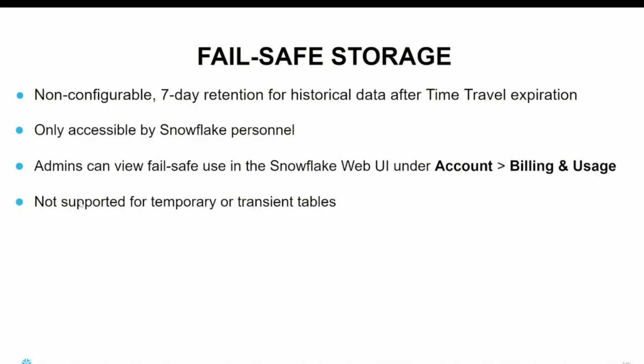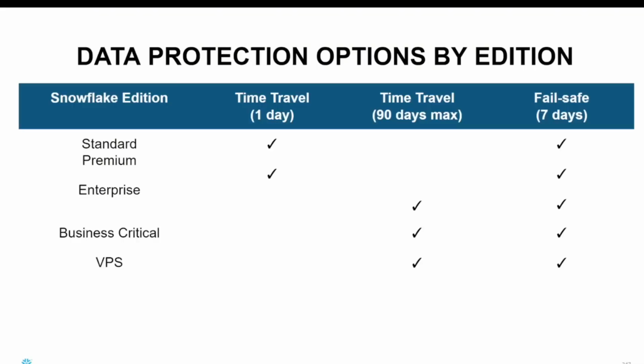So if you have a permanent table and some issues happen with the data, and you have already crossed the data retention time, which is, let's say, 3 days, then on the fourth day, if you want to access that data, you have to go back to the Snowflake team, and they should be able to help you restore that data from the fail-safe option, which has a retention of 7 days, right? So this is how the data protection option by edition is currently available in Snowflake.